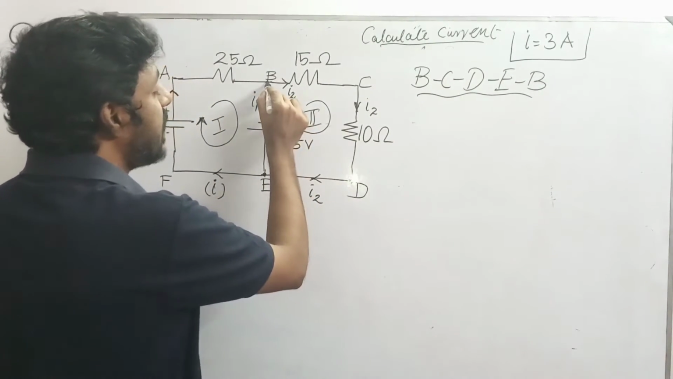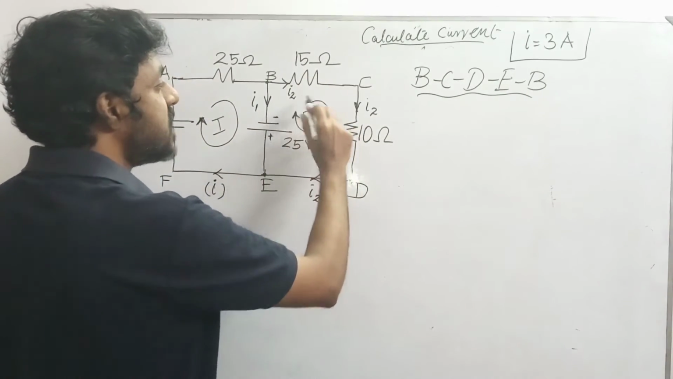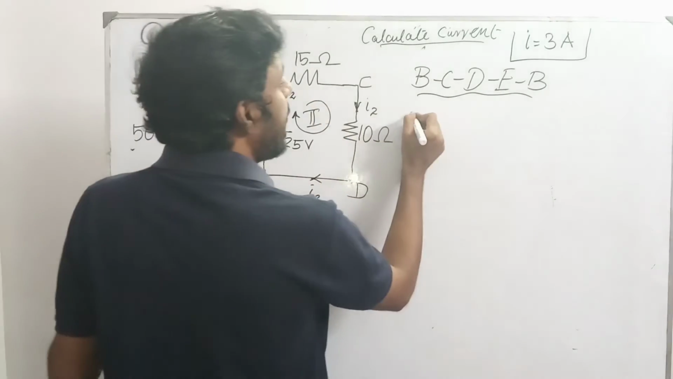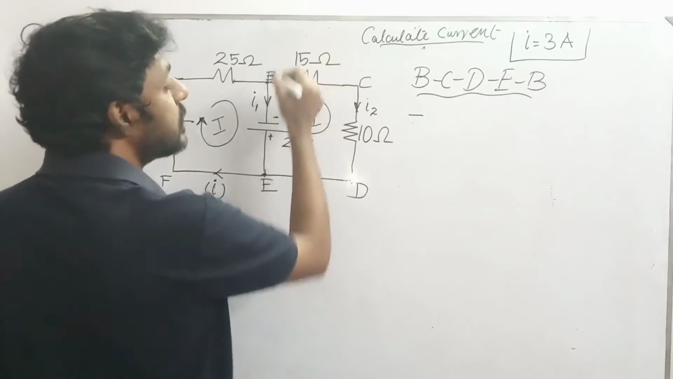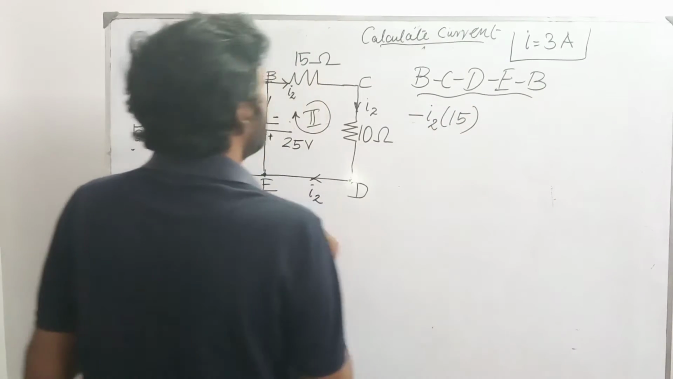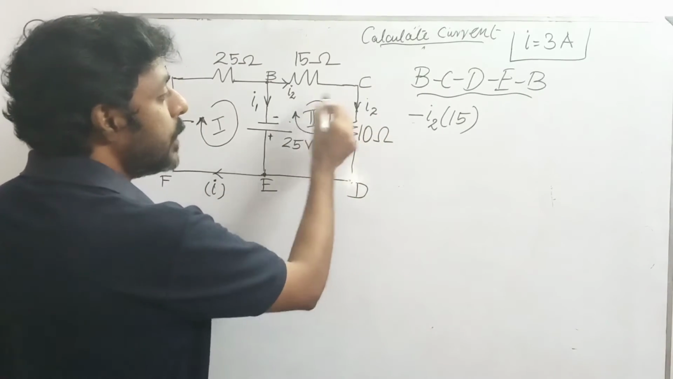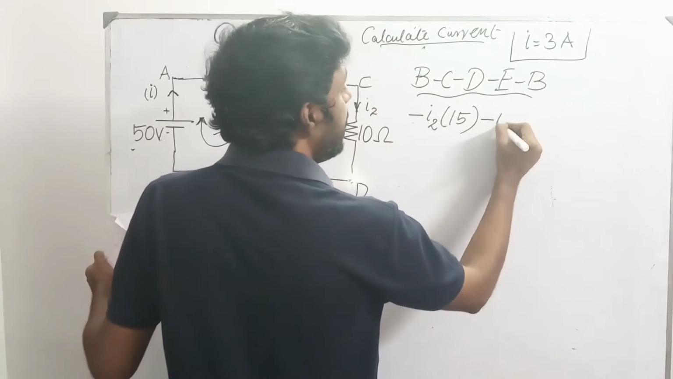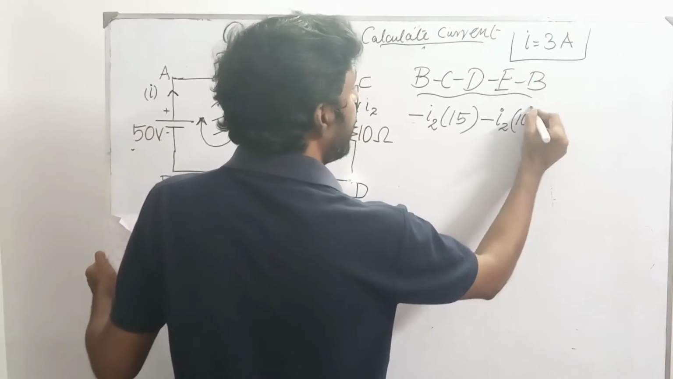Starting at this junction, I keep on moving in the clockwise direction. While moving, I encounter a current that is moving along with me, so I automatically add a negative sign and multiply the value of the current with this resistance. So minus I2 into 15. Again I keep on rotating, and I encounter another current I2 moving along with me, so I assign a negative sign and multiply the value of current I2 with this resistance value of 10 ohms.